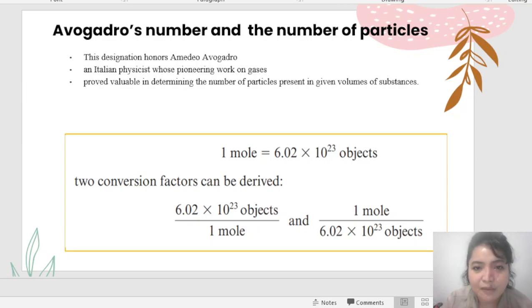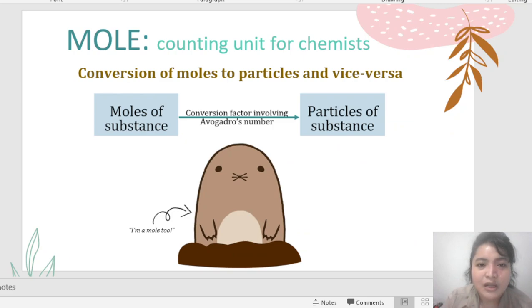Now, we may be able to use the two conversion factors, namely the Avogadro's number that may be found on the numerator or the Avogadro's number that may be found on the denominator, depending on the unknown. Now, the formula can be derived vice versa. The mole of a substance may be converted into particle of a substance or the other way around.